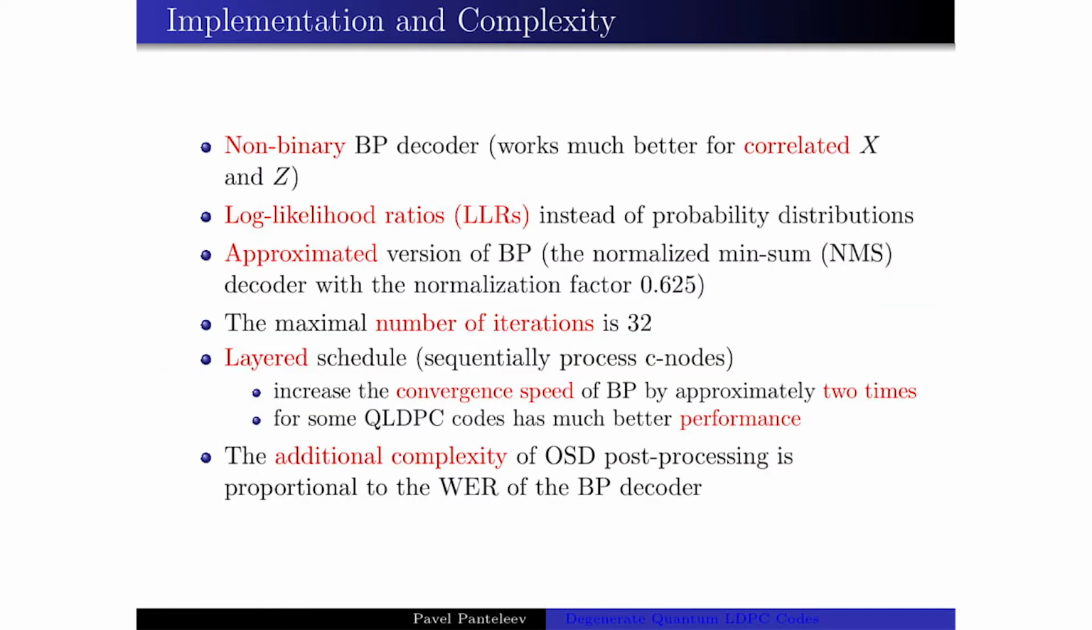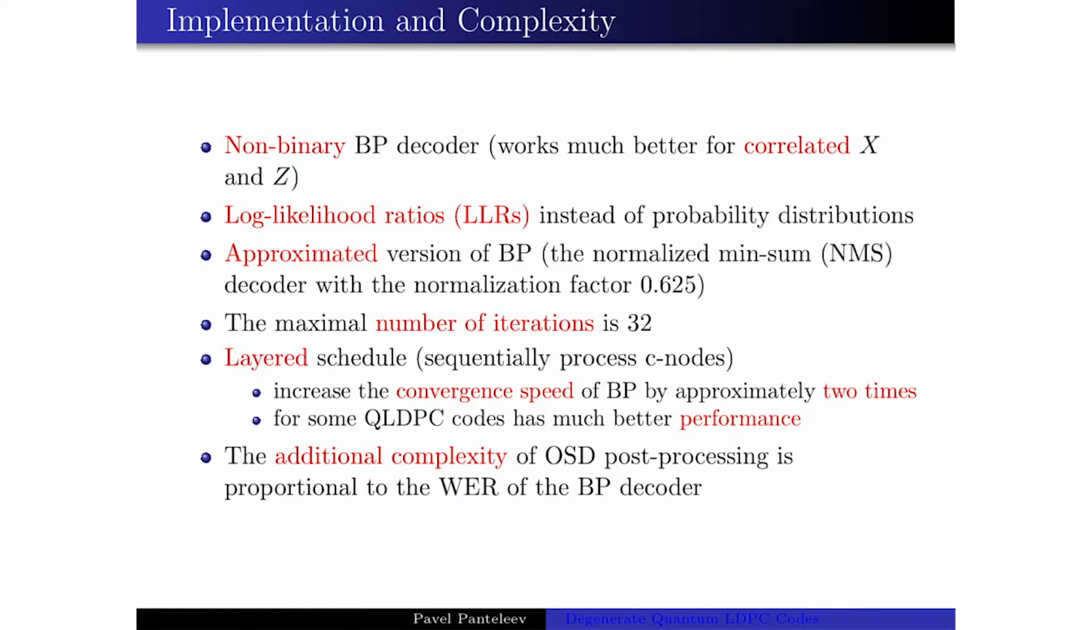Okay, here are some implementation details. Maybe I can skip them. So first of all, we use a non-binary BP decoder because we want to perform decoding for the depolarizing channel, where we have correlation between X and Z. We also use log likelihood ratios. We use an approximate version of BP.